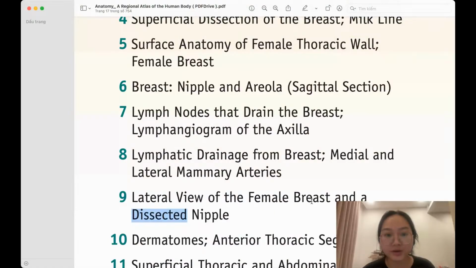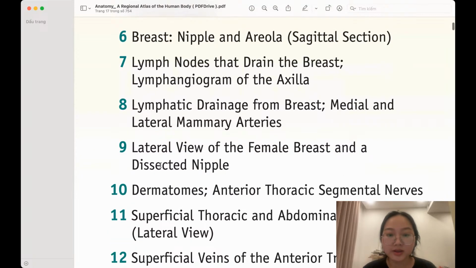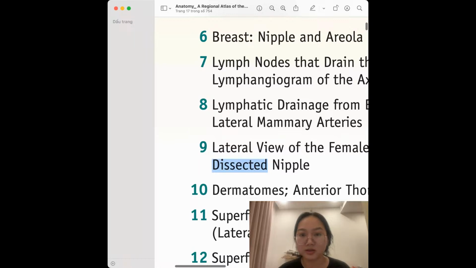Well, let's do it. How can I share the screen? Anatomy, region. Okay, so this is the lateral view of a female breast and a dissected nipple. So let me check whether this is dissected. Dissected means you cut something apart for anatomical study, or divided in form or structure. So we call this one dissected, right? But you guys can see it because, let me.